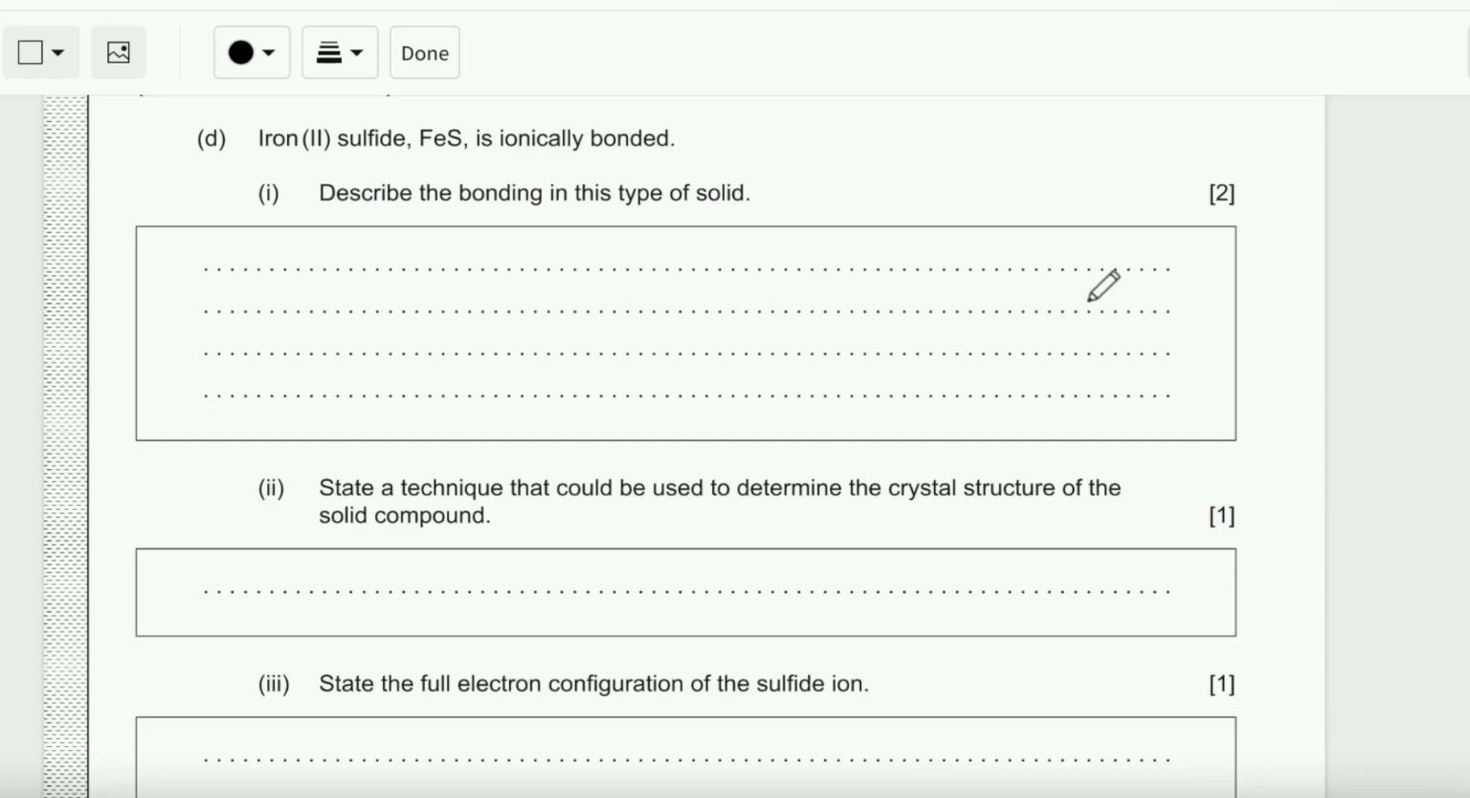Iron(II) sulfide, FeS, is ionically bonded. Describe the bonding in this type of solid. Give a detailed account. Fe2+ and S2-. So there is electrostatic attraction between oppositely charged ions.